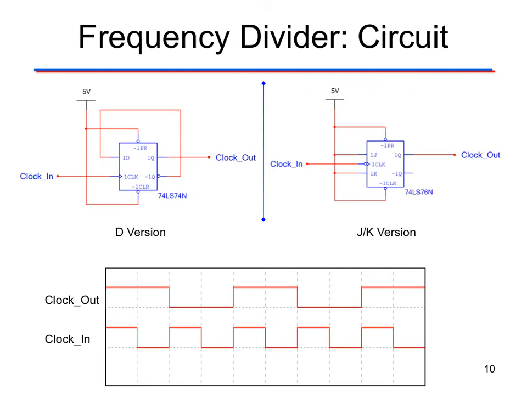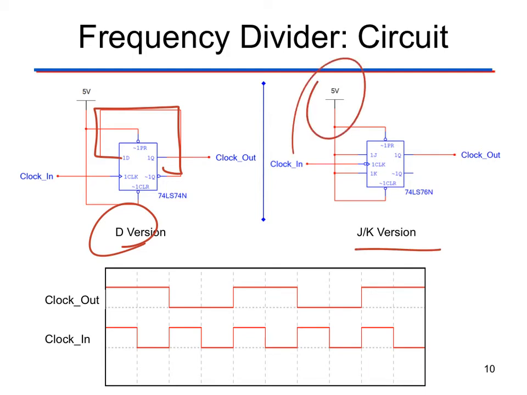In all cases, your D flip-flop for your frequency divider, your not Q is connected to your D input, okay? And that's so you get a toggling action. In the JK flip-flop, your J and your K inputs are always hooked up to 5 volts. Why? Because when both inputs are a 1, it toggles Q. All right? Again, if you don't understand JK or D flip-flops, you need to go back and look at that.